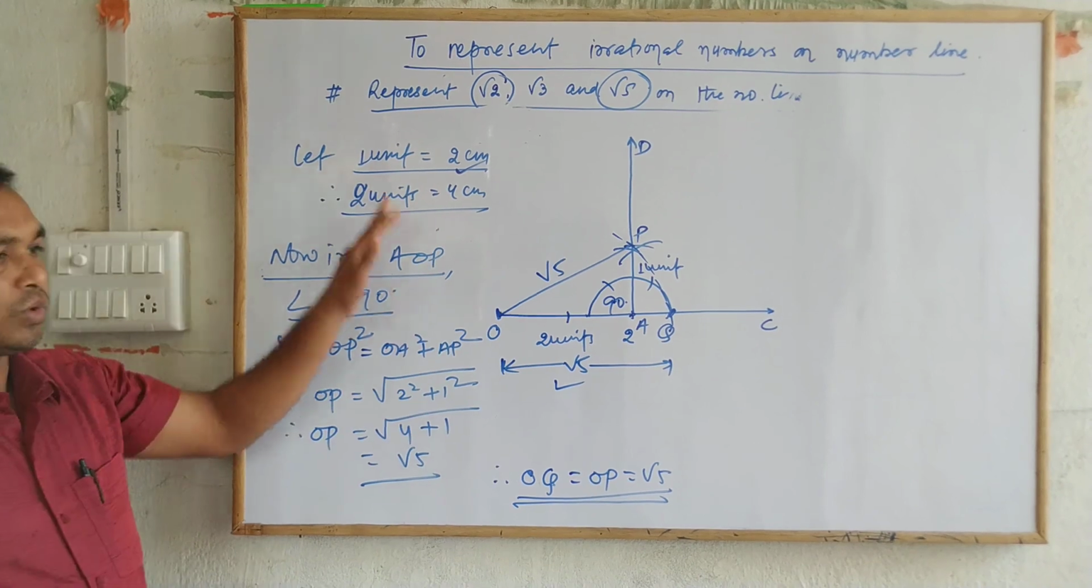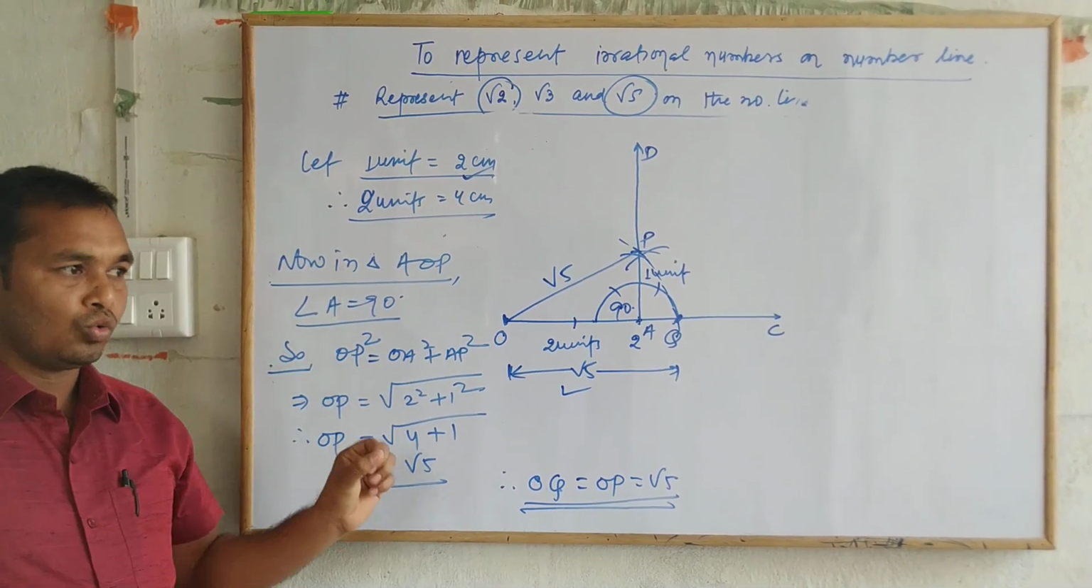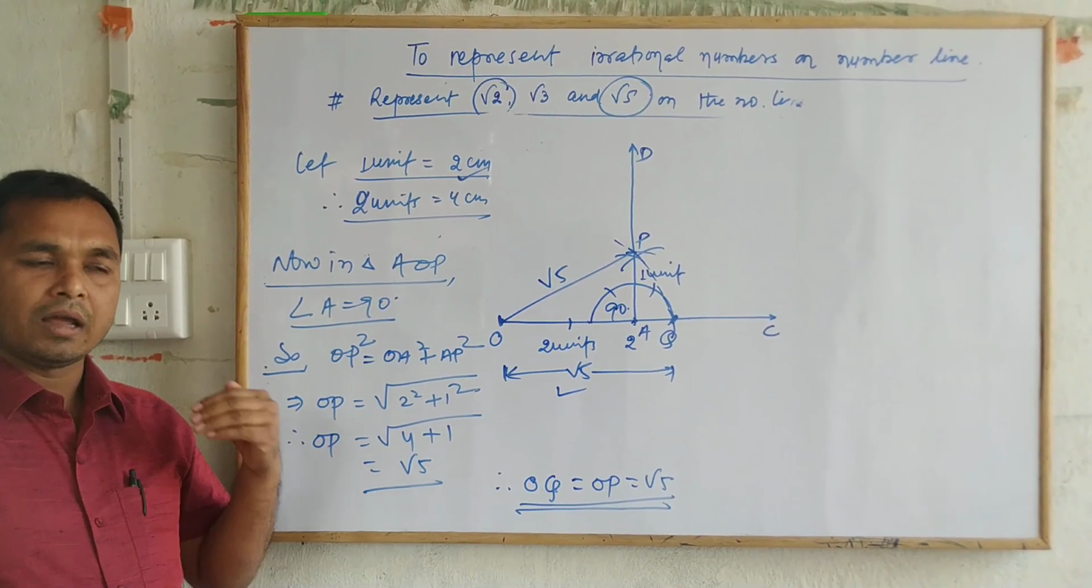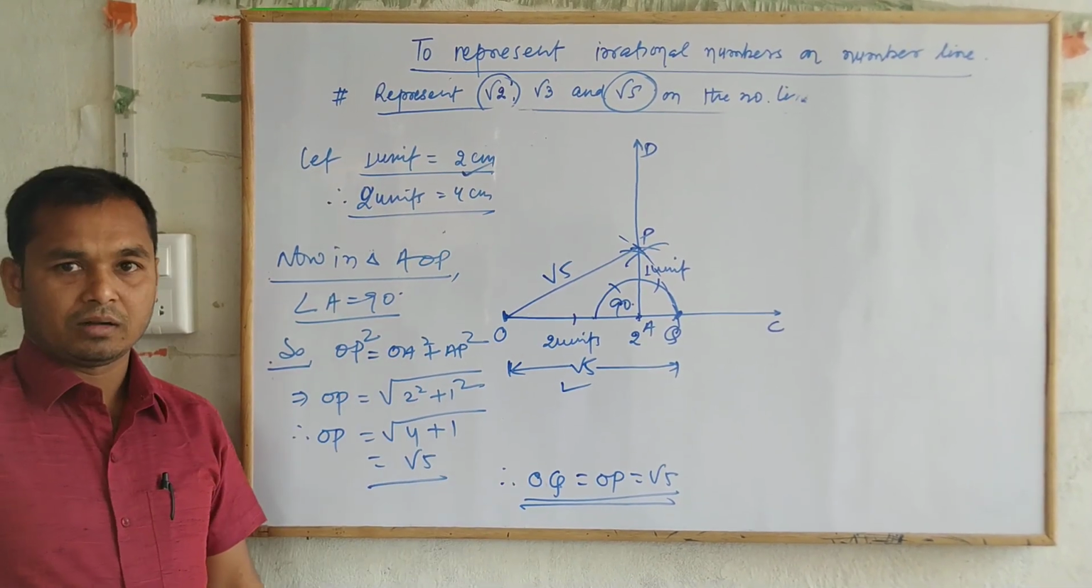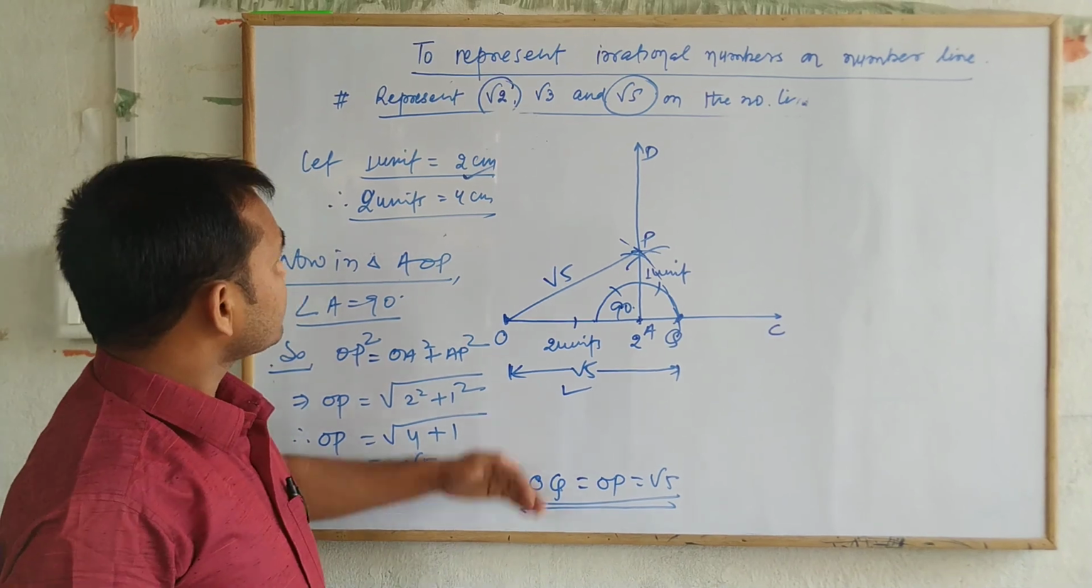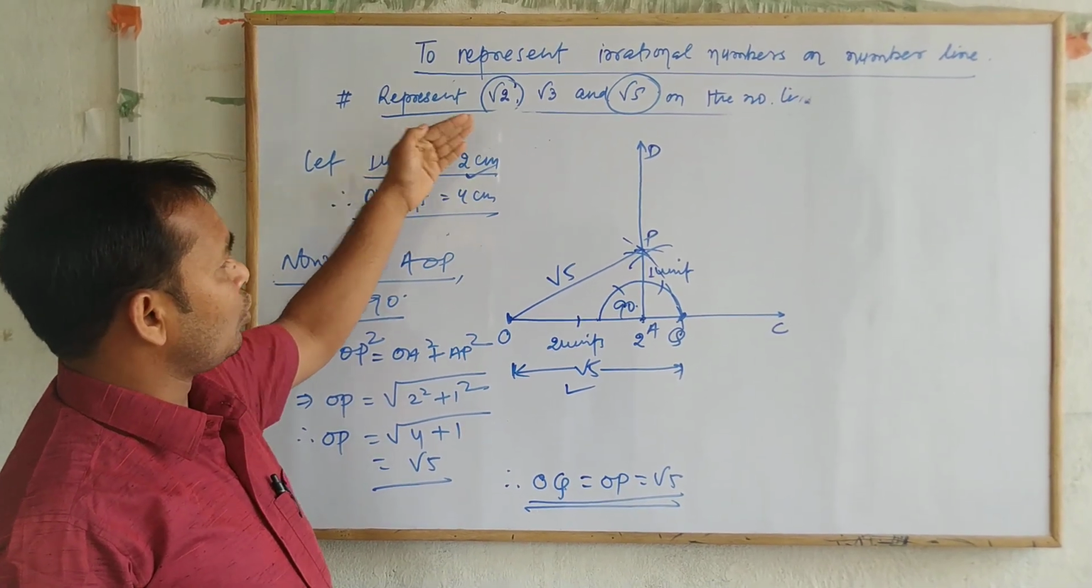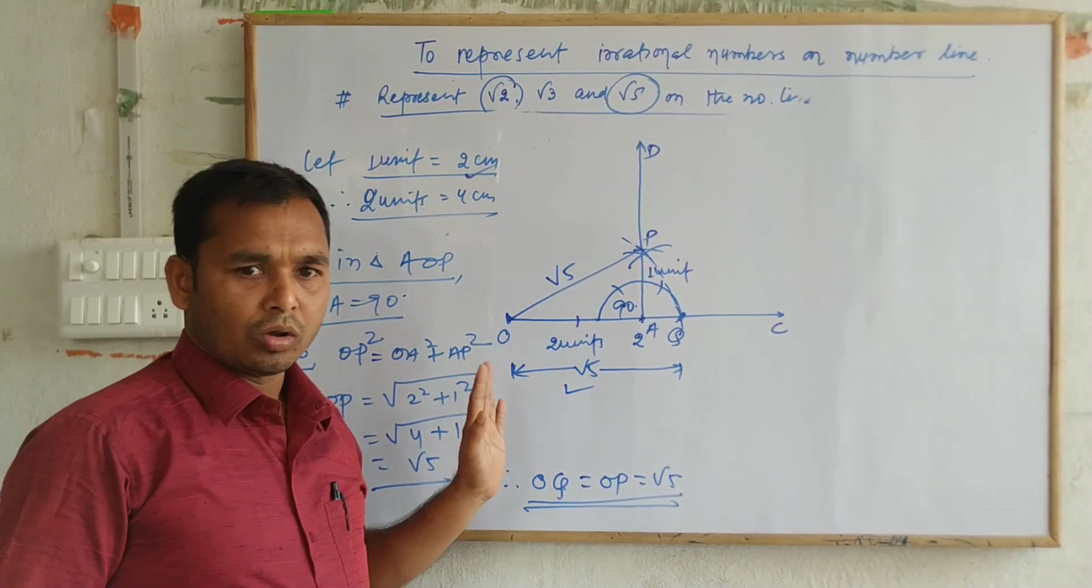And so by this process we can draw root 2, root 3, root 5 and more irrational numbers on the number line. Here all of you are looking root 3, root 5 and so on you can draw.